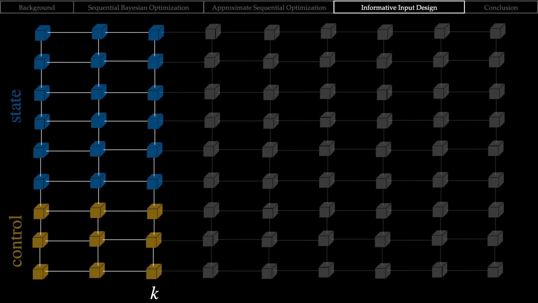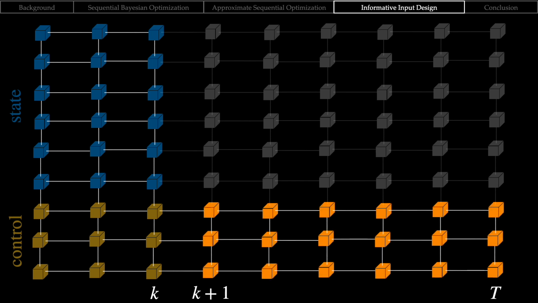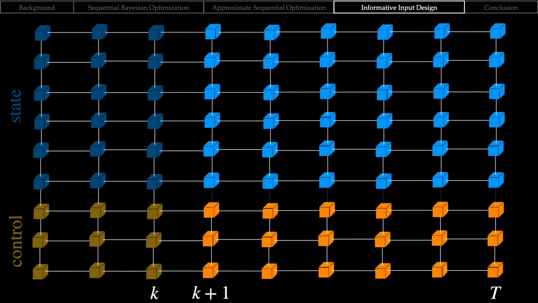Now we're using that data to estimate the model. With this model that we have some uncertainty about, we then want to plan the future series of control inputs here from time k+1 up to time t. And we want to plan these control inputs in such a way that they drive us to regions of the state space that we haven't yet observed, or that will allow us to reduce the uncertainty in our model. So these control inputs will affect the state values that we're actually observing.